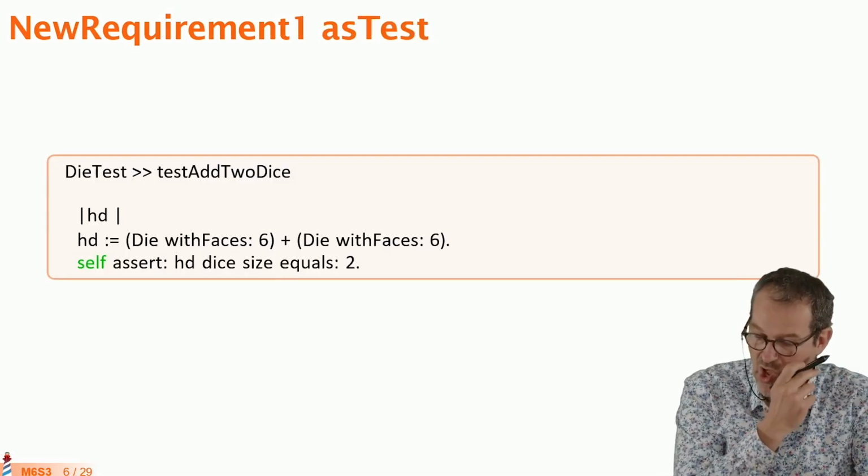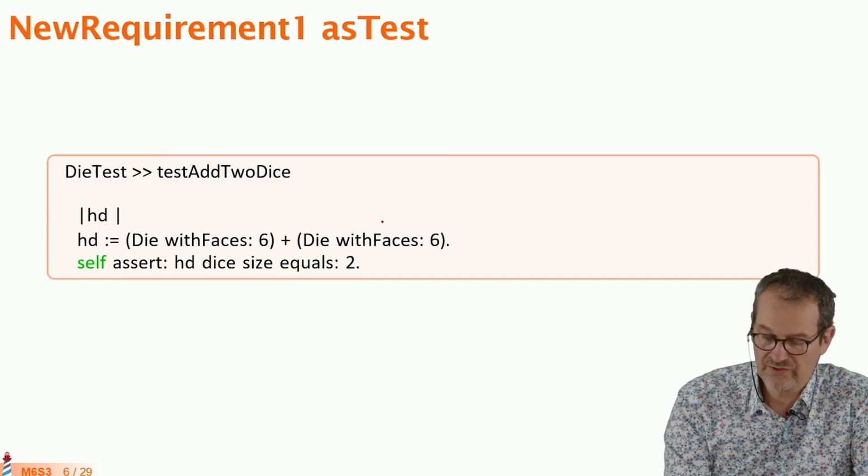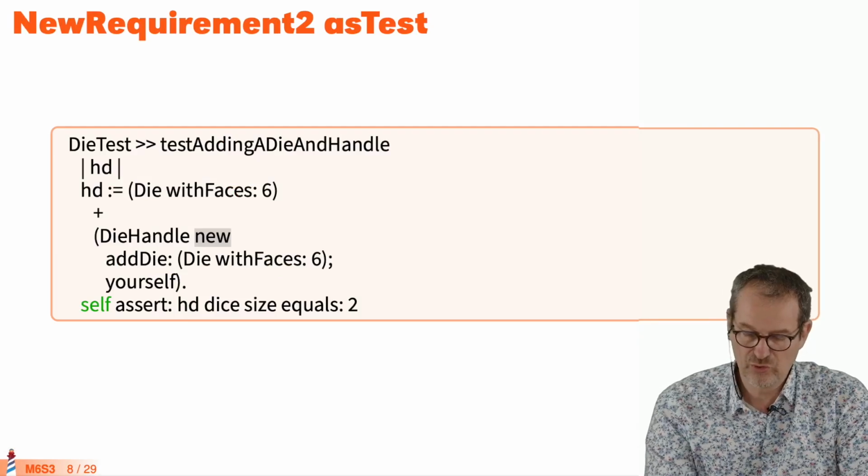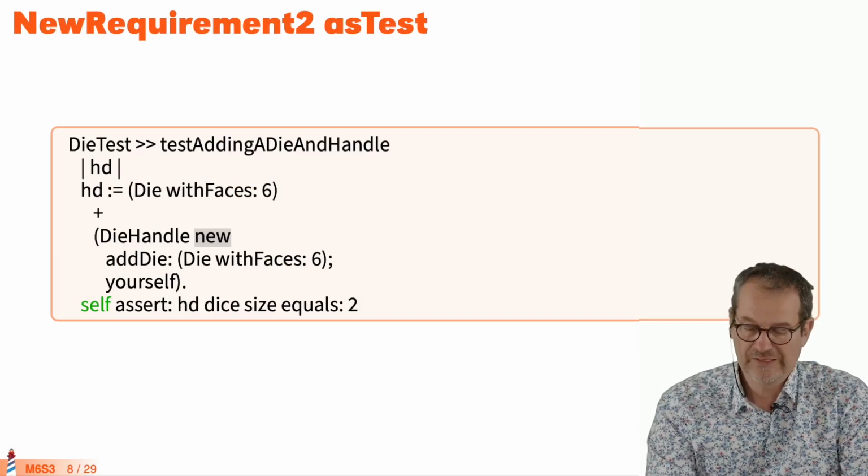Then we added, we can turn this requirement into a test, and this is easy. It is the same. And we said, okay, this means that we will have a DieHandle that has 2 dice. Now the second requirement is, why do we limit ourselves? We want to be able to send the message plus to a DieHandle with a die as argument, or the inverse. Why can we not just send the message plus to a die with a DieHandle as argument? And this is what we will do in this lecture. You see, we can also turn this new requirement into a test. We do it like that.